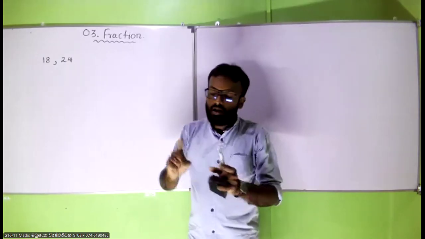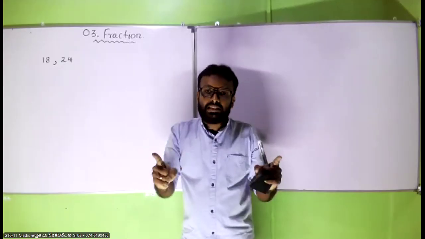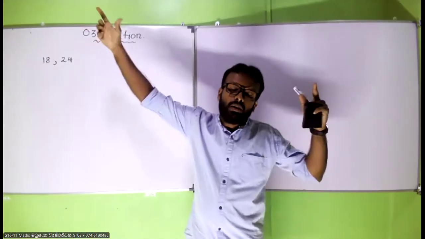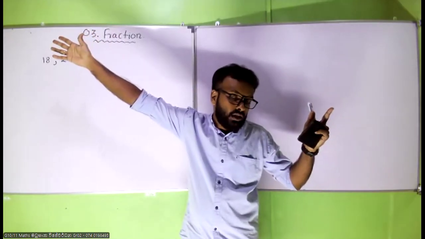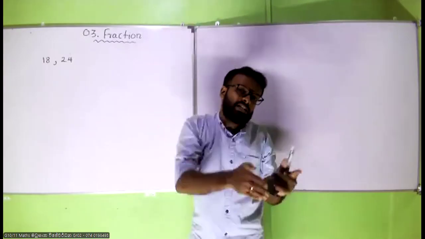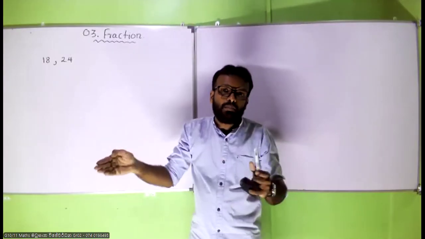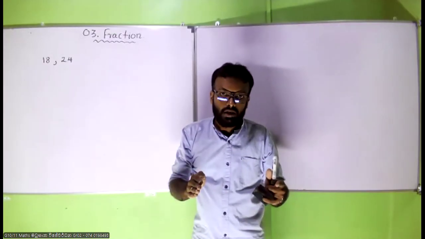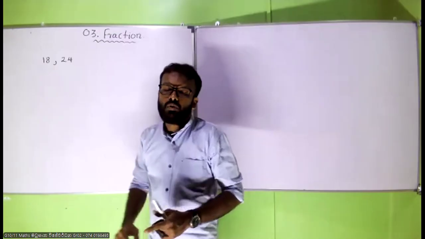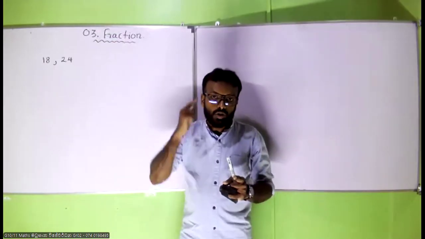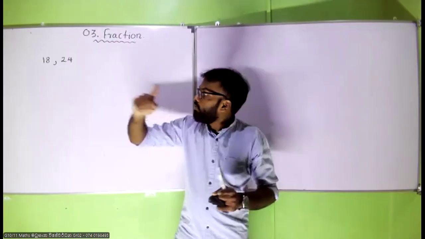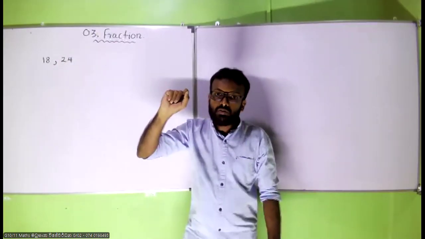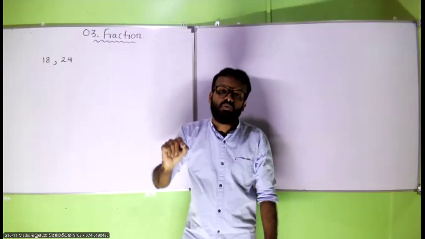Now I am going to tell you how to find the LCM of two different numbers or three numbers or more than that. But when it comes to fractions, LCM becomes your common denominator. Right. So 18 and 24. First of all, you need to remember that this is an even number and this is also an even number. So an even number can be divided by using 2.